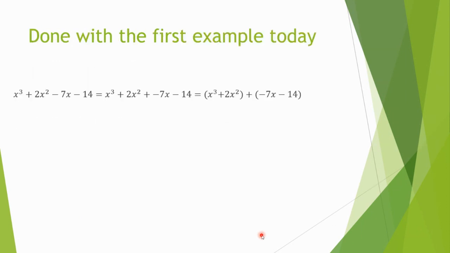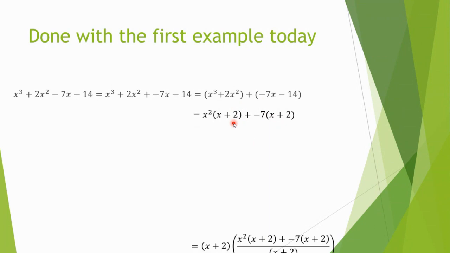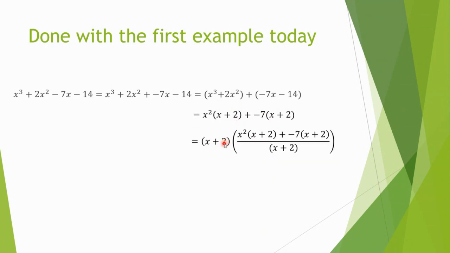Okay, so now we have both things factored, and you can see why we factored out that negative 7. What do we have? We have a common factor of x plus 2 among both of these. And what do we do next? We're going to factor that common factor out, and that's what I'm doing here. We get that x plus 2 out of there.